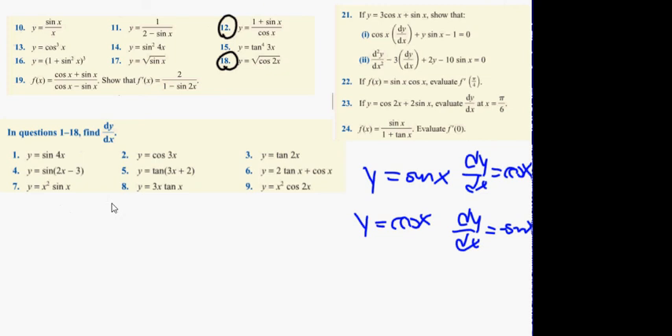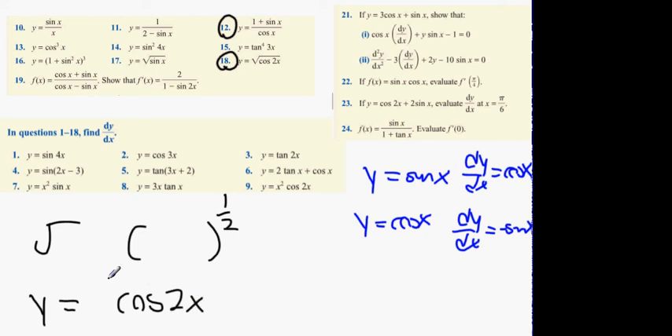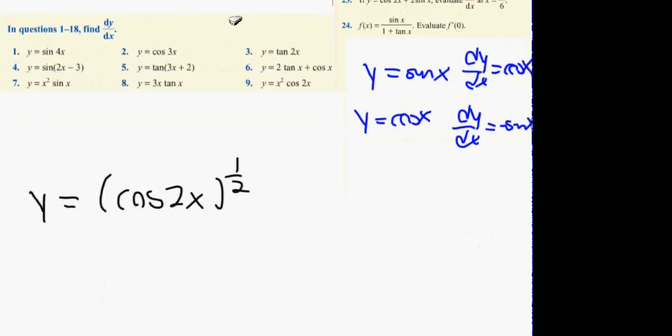Okay, Frank. This rule here, what does square root mean as a power? Power of half. Y therefore equals cos 2x to the power of a half. Are you happy with that? Now, if you remember from the last exercise, what you did was this.